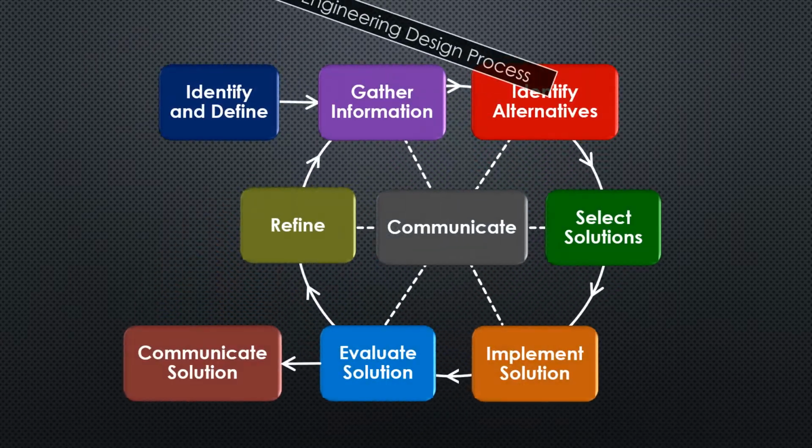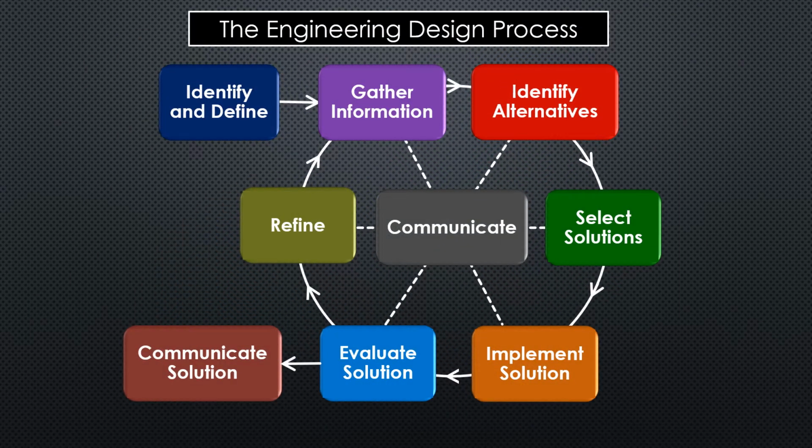The students use the iterative engineering design process to define and research the challenge, develop alternative solutions, select one solution, and then implement it. Once implemented, they evaluate it, refine it, and if necessary, repeat the process. When the best solution is found, they communicate the results to their stakeholders. So now, let's listen to what students and teachers say about the CBL EDP process.